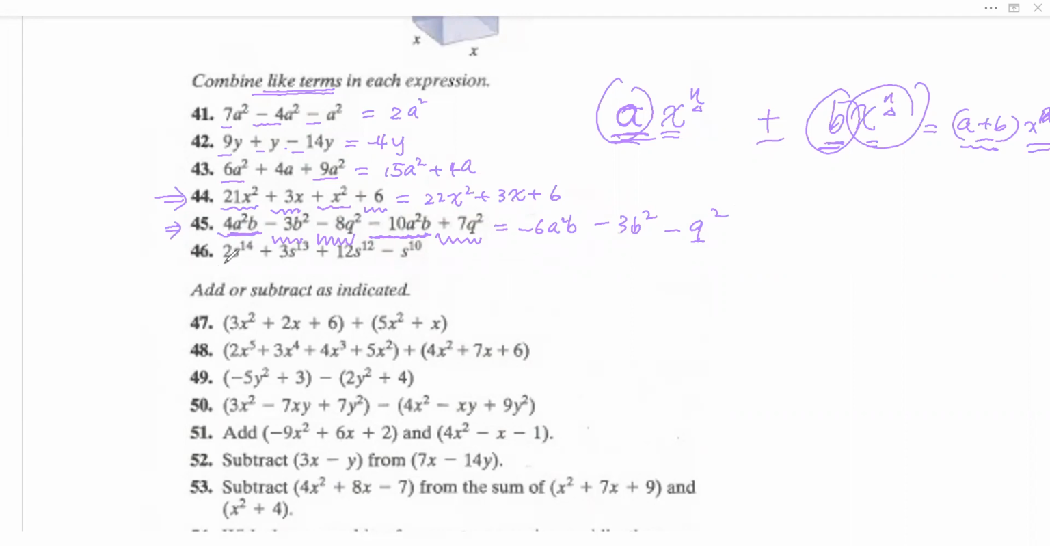All right, let's see 46. You can see this one, the degree is 14, degree 13, degree 12, degree 10. There are no like terms, right? Degree 14, 13, 12, 10, and no like terms. So this one cannot be further combined, right? Just leave it alone. All right, let's move on here.